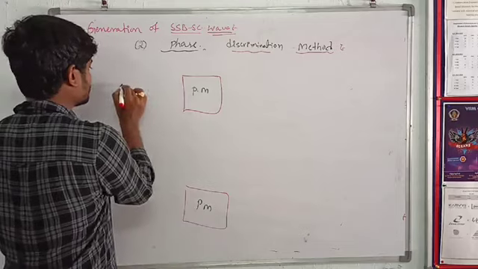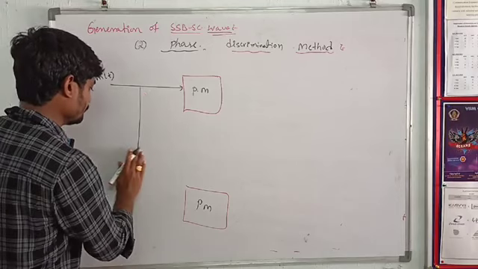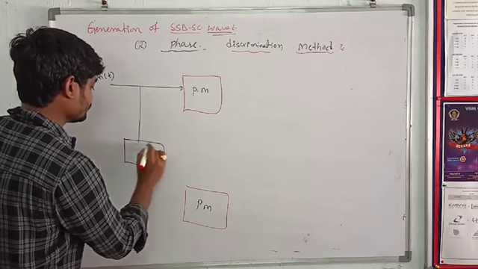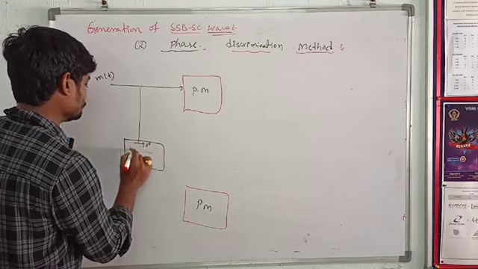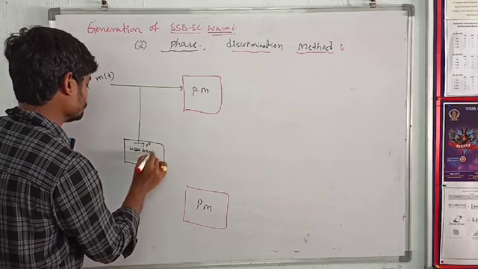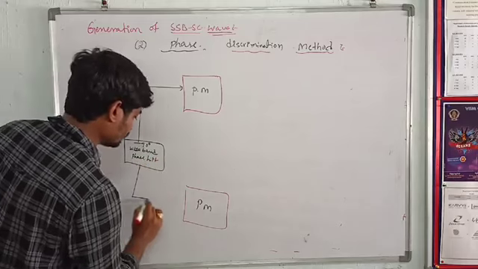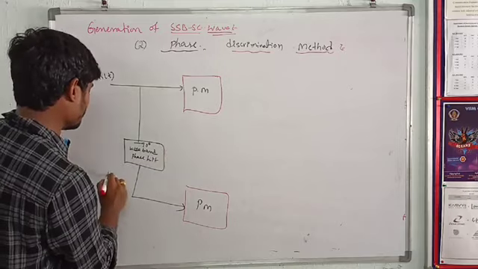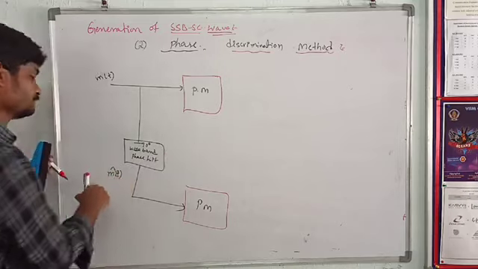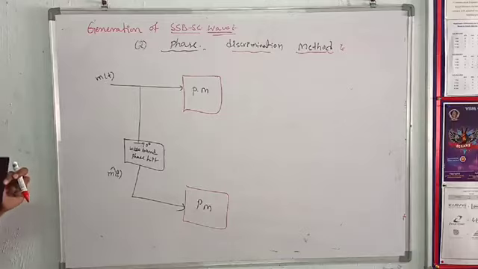It is given the message signal m of t, and also you have to give the minus 90 degrees wideband phase shift, phase shift, to the other product modulator. That means m of t is given to the first modulator and m cap of t to the second. m cap of t is the Hilbert transform of m of t, that means a 90 degrees phase shift.